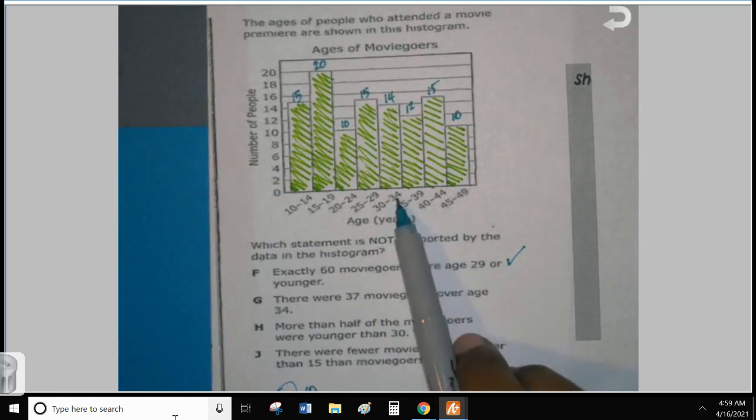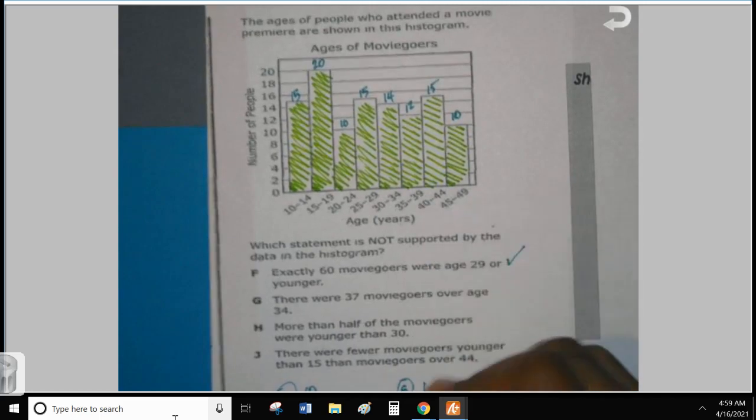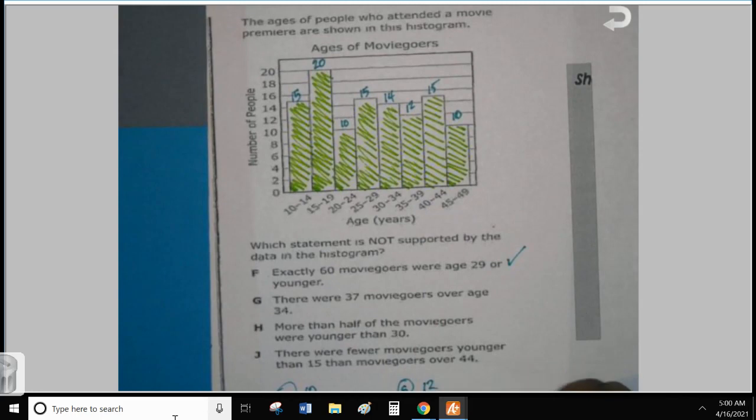There were 39 moviegoers over the age of 34. So over the age of 34, it starts with 35. So for G, I would have 12 plus 15 plus 10. That's 37. There were 37 moviegoers over the age of 34. That is correct.